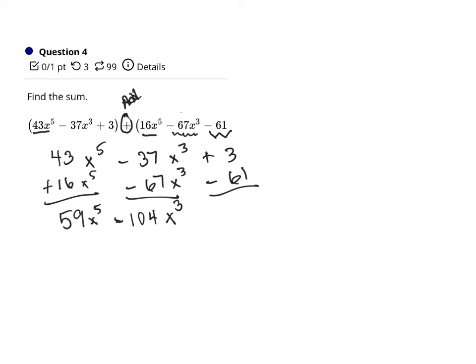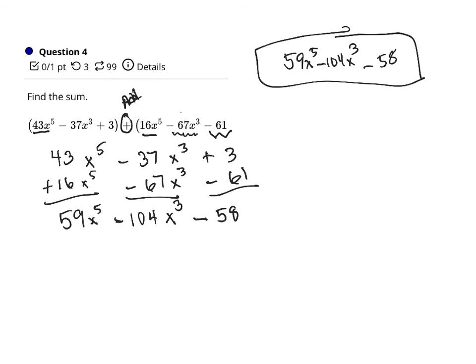The last term, the signs are different. They're both constant terms, they don't have a variable on them. Signs are different, so we subtract, take the sign of the larger, so we know it's going to be a negative. And if we take 61 away from 3, well, if we take 1, that's 60, and 2 gives us 58. So that is our answer, 59x to the 5th minus 104x cubed minus 58. Be careful with your signs and your exponents.